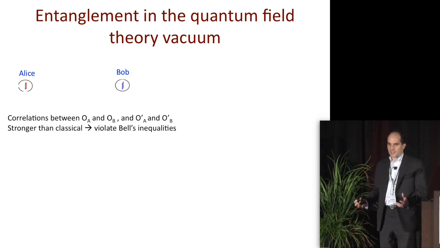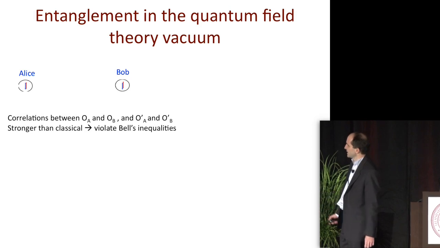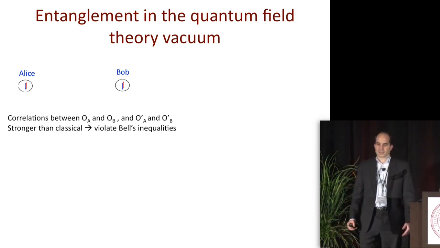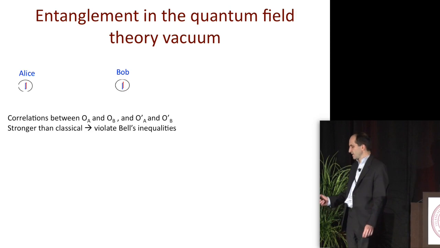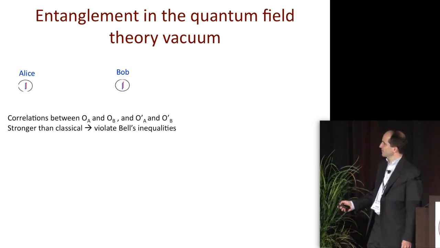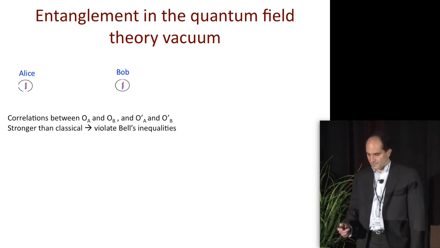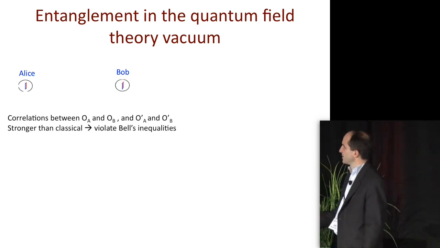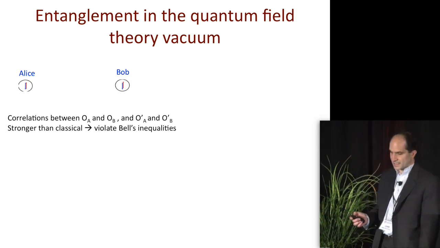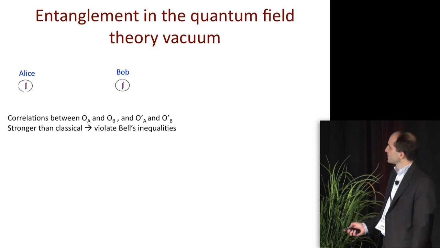And in quantum mechanics, we can have correlations between the observations that these two observers make, which are stronger than classical correlations. They are stronger in the sense that they violate Bell's inequalities. For that, it's important that each observer can measure the value of two non-commuting operators. And you can have states where they are always correlated with the results that Bob measures. Okay, so that's in quantum mechanics.